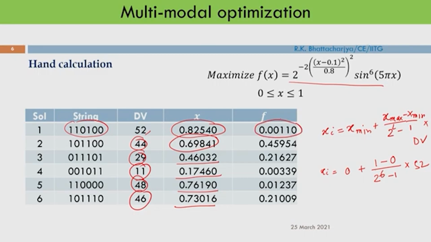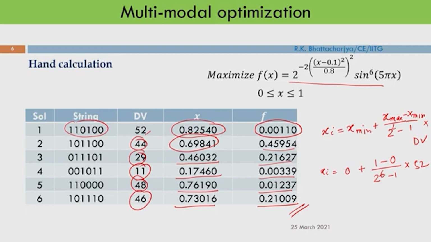Now, I calculate the fitness function, that is the f value. This is a maximization problem. For the first solution the fitness value is 0.00110, for the second one 0.45945, third one 0.21, then fourth one 0.00339, then 0.01237, and for the last one 0.21009. Okay, I am getting that.